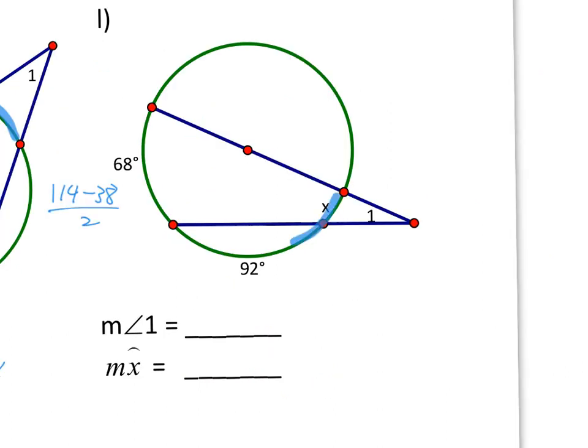In this problem we have a 180-degree diameter right there, and we have 68 and 92, so it looks like the missing arc has to be 20 in order for those three measurements to add up to 180. So knowing that that's 20, now we could find measure of angle 1 as 68 minus 20 divided by 2. So doing that calculation, we'll get that the measure of angle 1 is 24. So this angle is 24, and the arc x is 20.